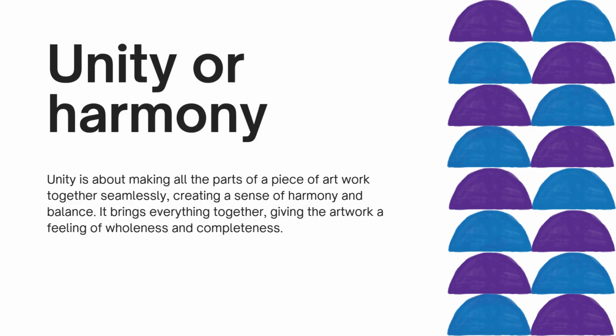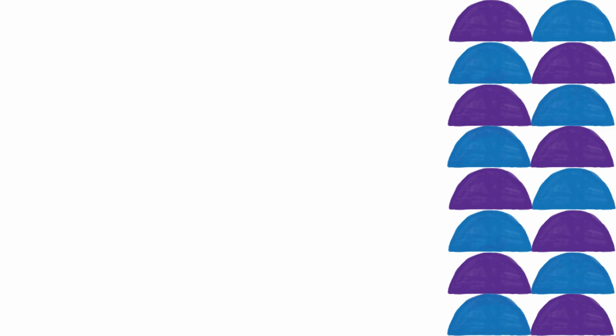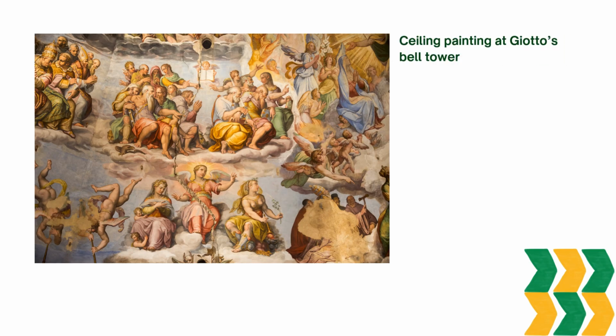Unity is the glue that holds everything together, making all the parts of an artwork fit seamlessly. It brings harmony to the artwork, giving the piece a sense of completeness, like everything belongs exactly where it is. Take Giotto's bell tower ceiling painting. Its carefully arranged design elements work together to create a stunning sense of unity and harmony that draws the viewer's eye and creates an unforgettable experience.